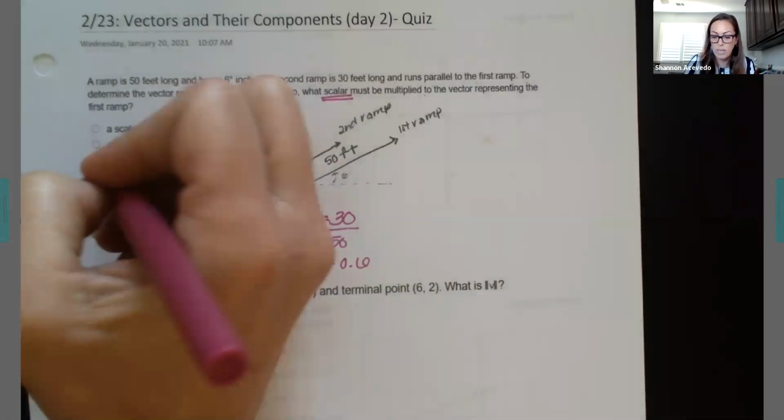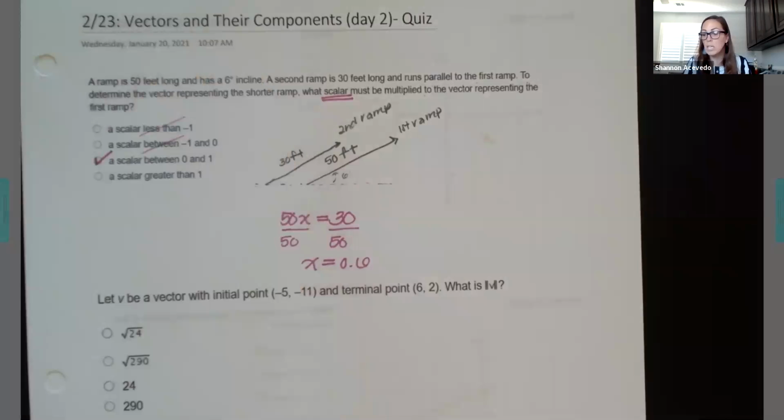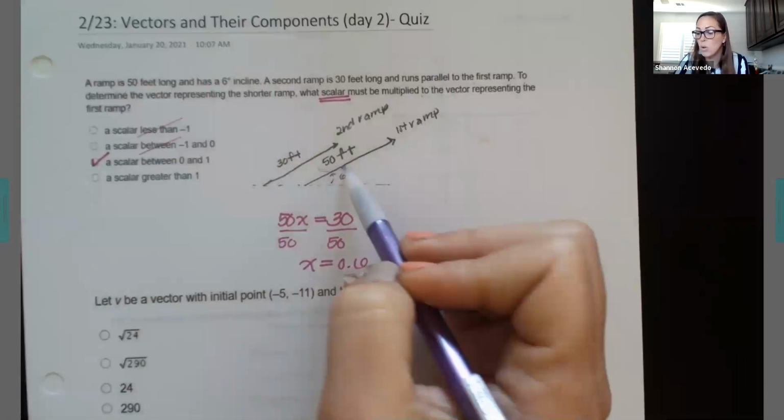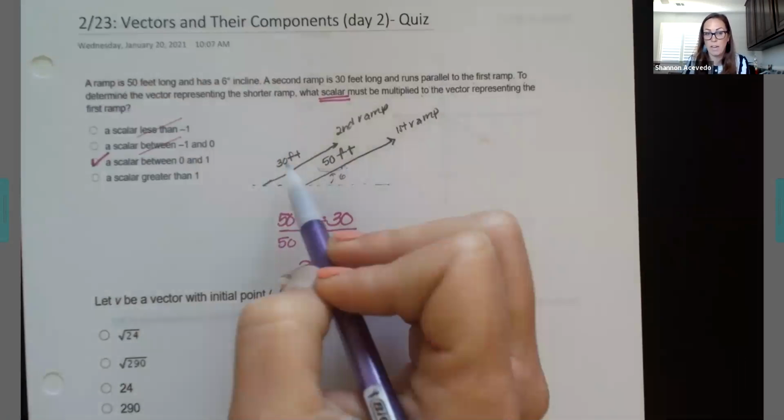So this was the correct answer. I need to multiply this value by something between 0 and 1 to get the smaller vector.